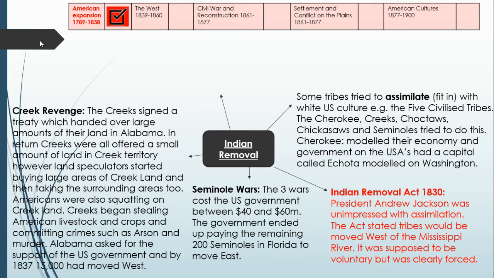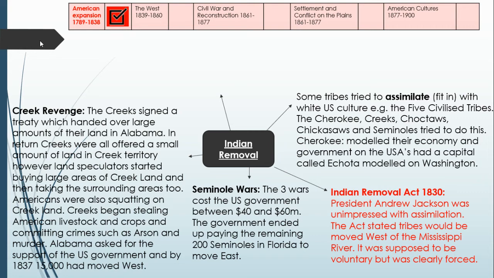We have a group called the Creeks. Again, one of the 5 civilized tribes had tried to assimilate. However, the Creeks signed a treaty which handed out a large amount of their land in Alabama to the US government. So they try to please the US government. In return, the Creeks were all offered a small amount of land in Creek territory. However, land speculators, remember these men that Jefferson started that had 640 acre chunks of land, they start to buy large areas of Creek land and they take the surrounding areas too.